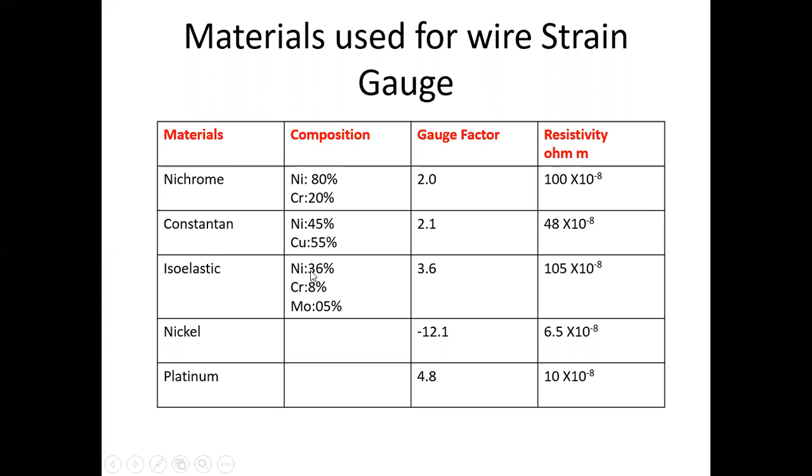Isoelastic, the composition is nickel 36%, chromium 8%, and magnesium 0.5%. The gauge factor of isoelastic is 3.6 and resistivity is 105 into 10 raised to minus 8. The gauge factor of nickel is minus 12.1. The resistivity of nickel is 6.5 into 10 raised to minus 8. Platinum, the gauge factor of platinum is 4.8 and resistivity is 10 into 10 raised to minus 8 ohm meter.